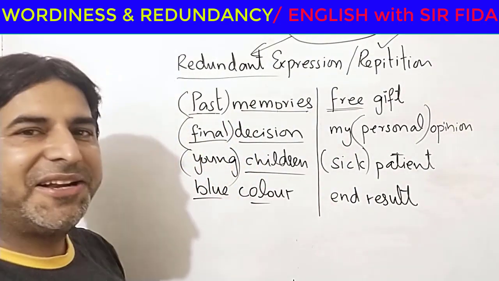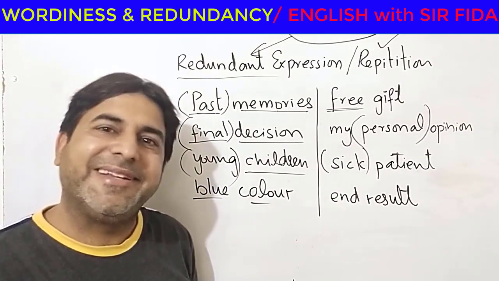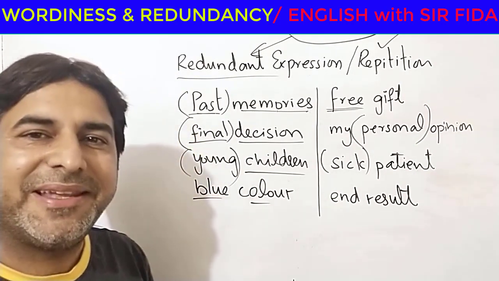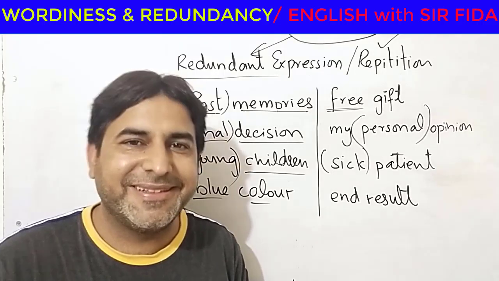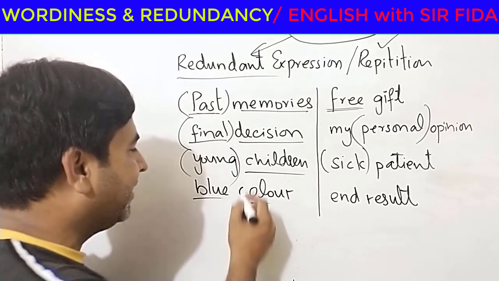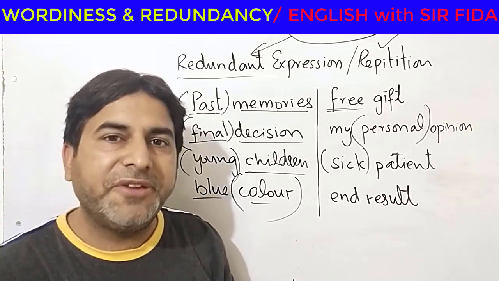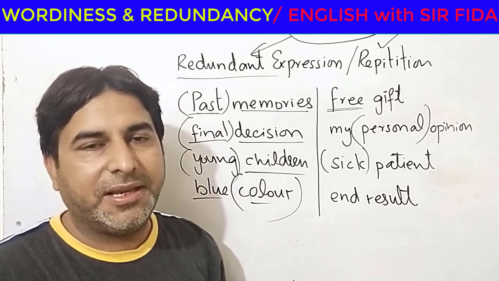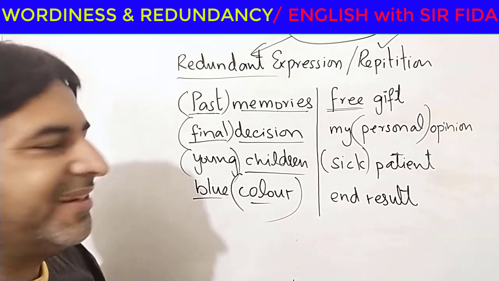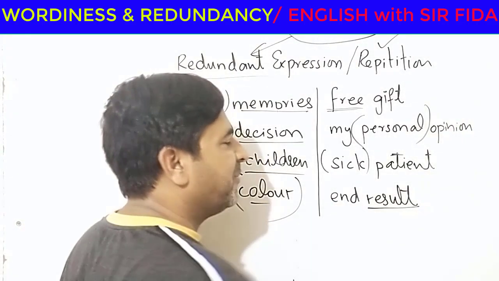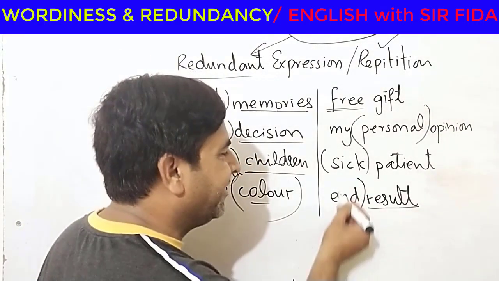Blue color. So there are different colors. Blue is a color. It is not the meaning of something else, some gadget or some other article. Blue is a color, so the word color is additional over here. Redundant words you have to identify after reading the sentence carefully. Now, end result. Here you can see result comes at the end. So the word end is redundant.